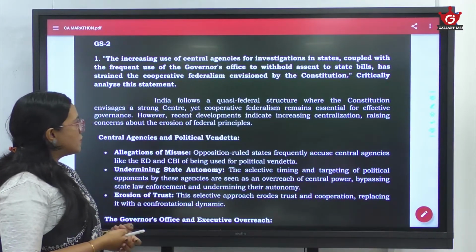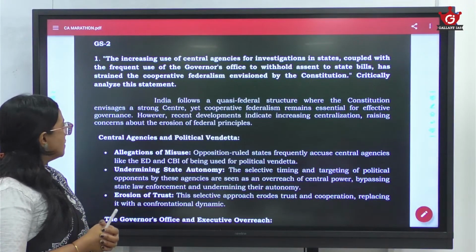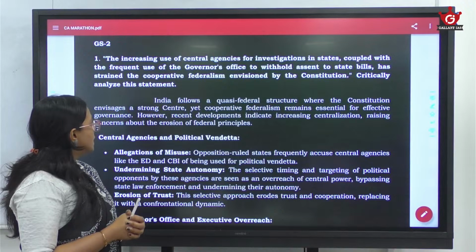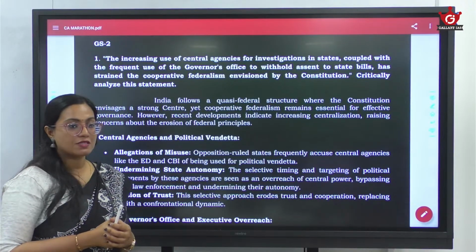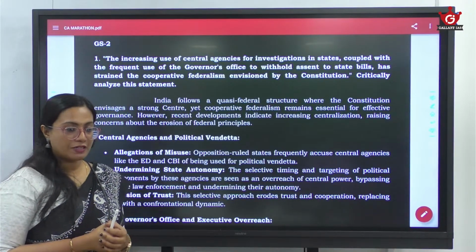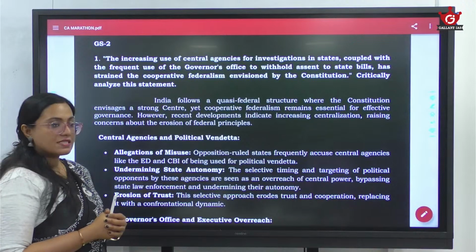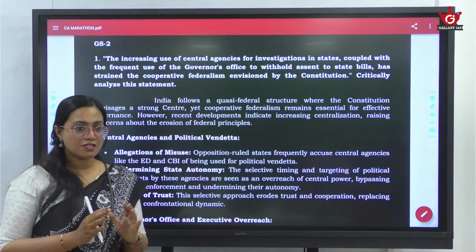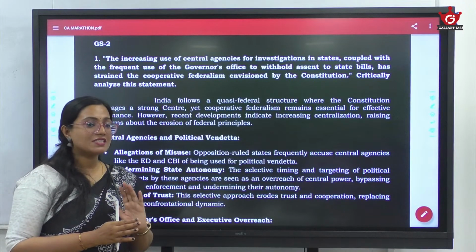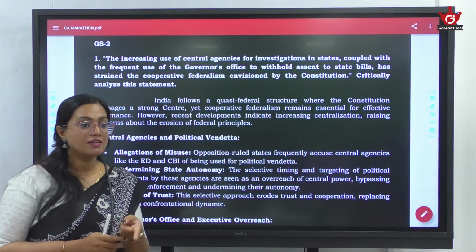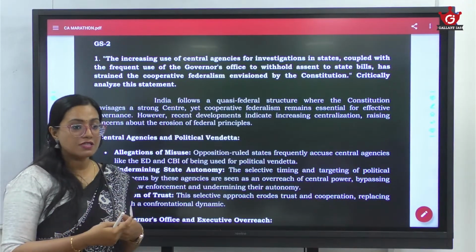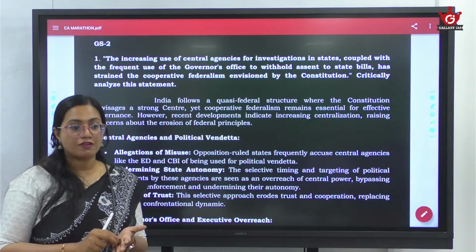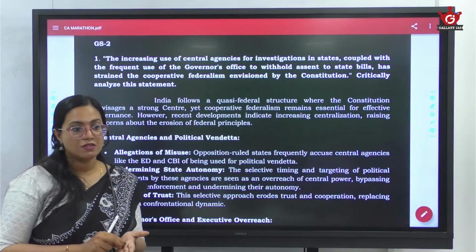The increasing use of central agencies for investigations in the states, coupled with the frequent use of the governor's office to withhold assent to state bills, has strained the concept of cooperative federalism. The question is basically about cooperative federalism. Critically analyze the statement. You will have your political opinion on this. Restrict your political opinion, but the question itself is asking you to criticize the overuse of these investigative agencies. So you should write it, but your tone of writing should be mild.